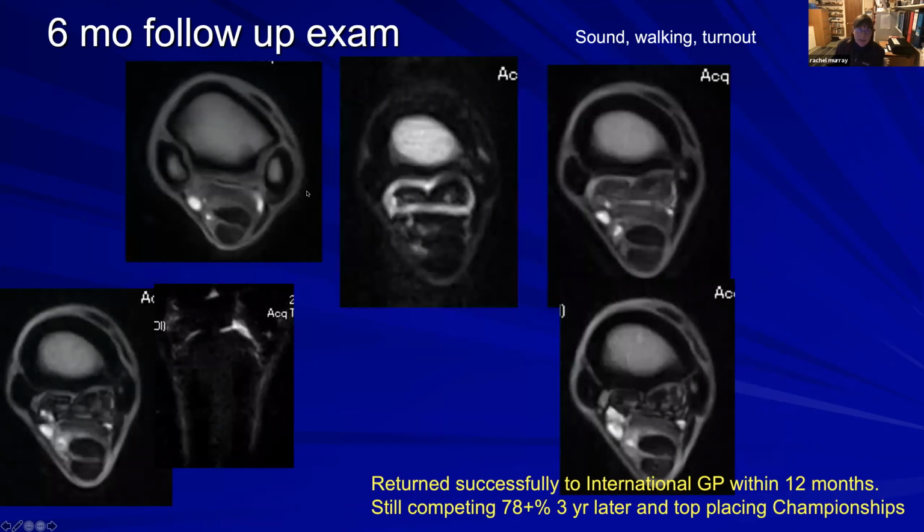At the 6-month follow-up exam, we've got resolution of the bone injury. We can still see enlargement of the medial lobe and some slight changes here in the collagenous tissue, but the horse is sound, walking and turned out, and it returned successfully to International Grand Prix dressage within 12 months of the original injury and was still competing with high scores 3 years later, with top placings at championships.